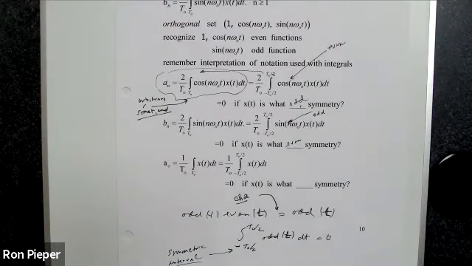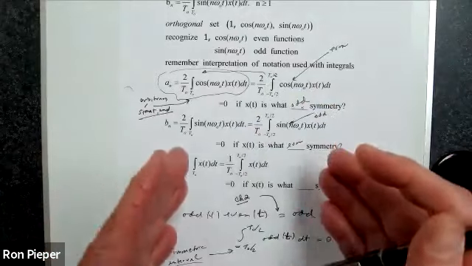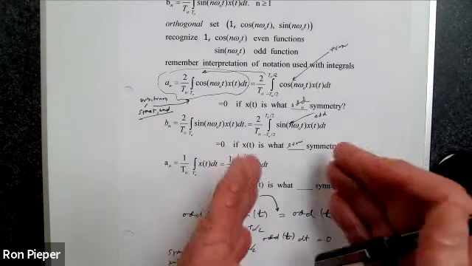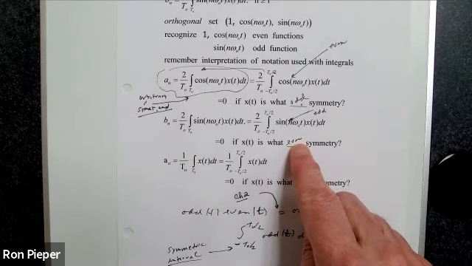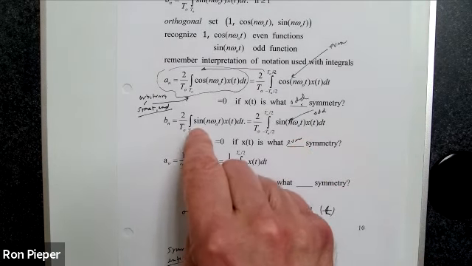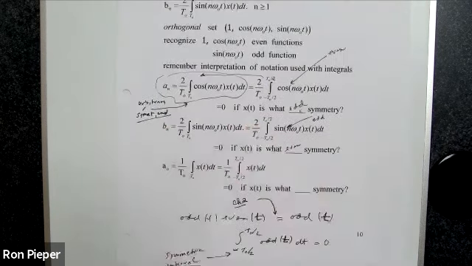Because we know that even times odd is odd, and then integrated over a symmetric interval should give us 0. And yet we still remind ourselves that the result that it's 0 when x of t is even can be applied back here as well, where we didn't have a symmetric interval. But the result has to be the same across that equal sign.